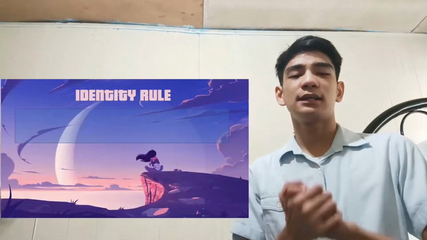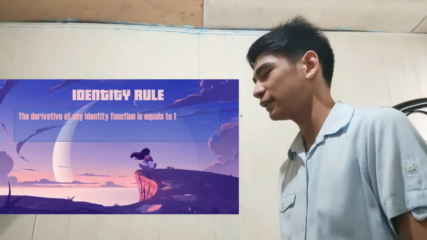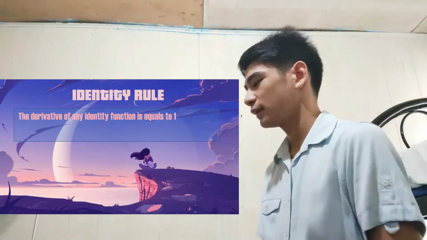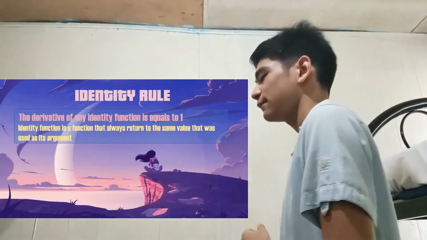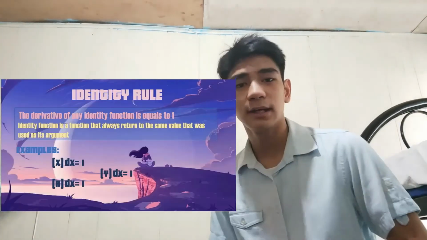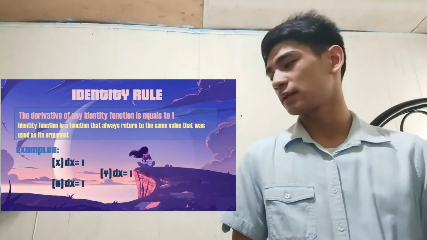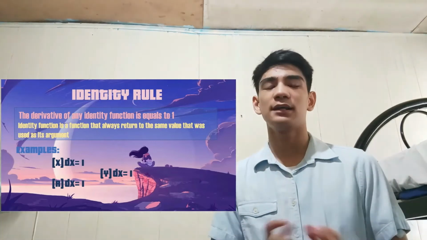The second rule is the identity rule. This rule states that the derivative of any identity function is equal to 1. An identity function is a function that always returns the same value that was used as its argument. For example, the derivative of x is equal to 1. The derivative of r is equal to 1. And the derivative of y is equal to 1.